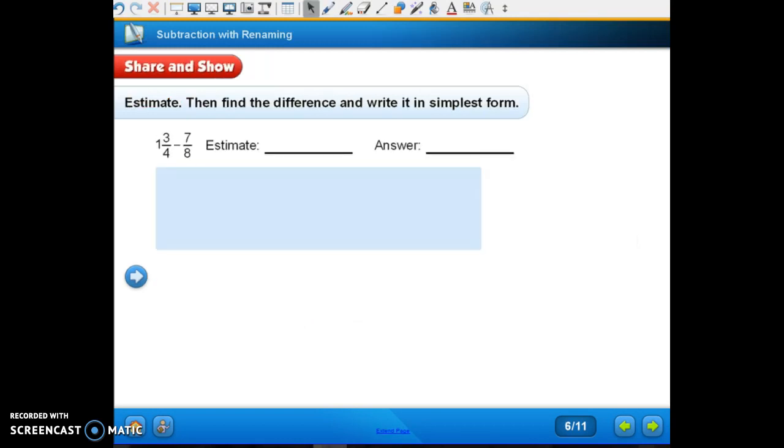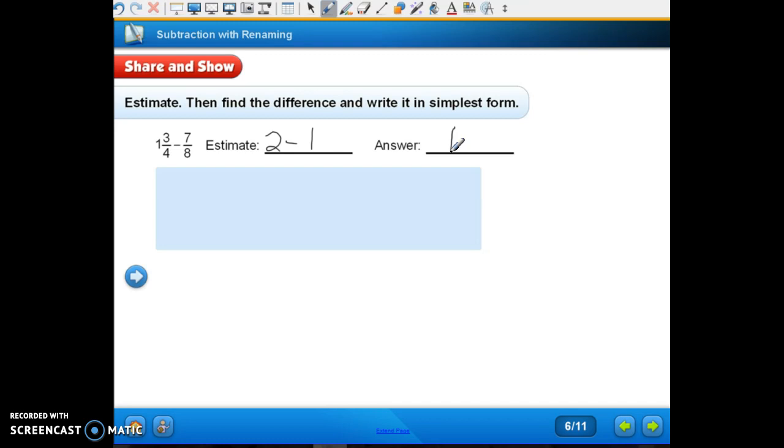Okay, this is number 1 on page 270 on the bottom. We're going to estimate 1 3/4 minus 7/8. What are we going to estimate that to? 3/4 is almost 1, so 1 plus 1 is 2. Minus 7/8 is almost 1. So 2 minus 1 is 1. So our answer should come out somewhere near 1.